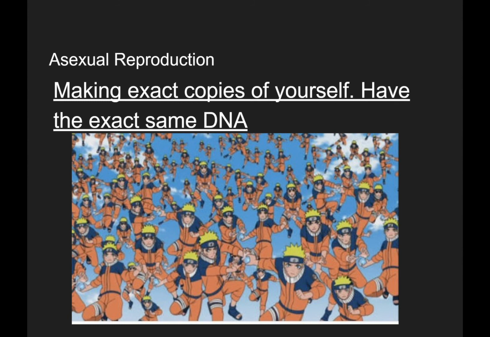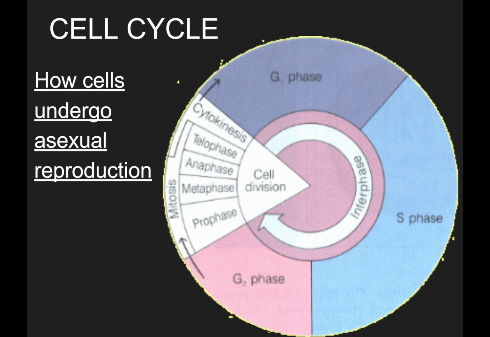So making exact copies of yourself, having the exact same DNA. I'm sure some of y'all are aware this is Naruto, and this is a shadow clone jutsu. But it's up there because I guess this is a form of asexual reproduction, right? Created a living thing without sex. And he created these clones by himself. They're exactly like Naruto.